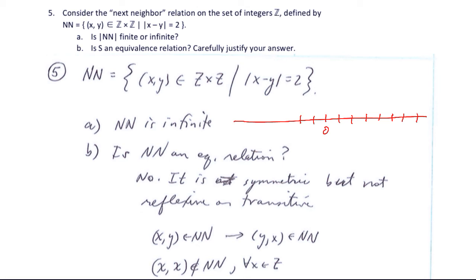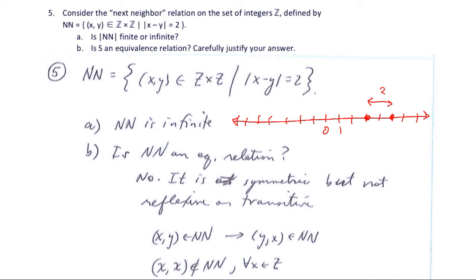whatever these numbers are, two integers on the number line are related if they're a distance 2 apart. Okay? And the first question is, is the nearest neighbor relation finite or infinite? Well, it's infinite because you can string them all out in both directions on the integer number line.